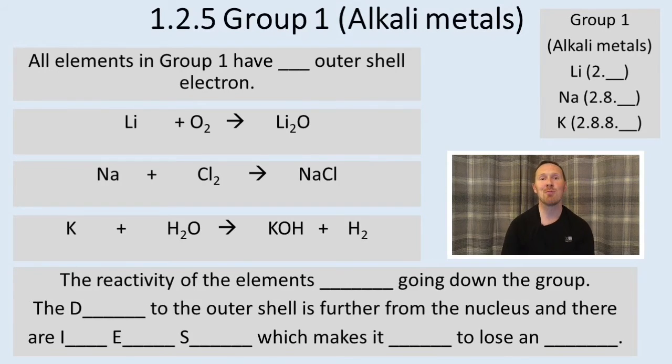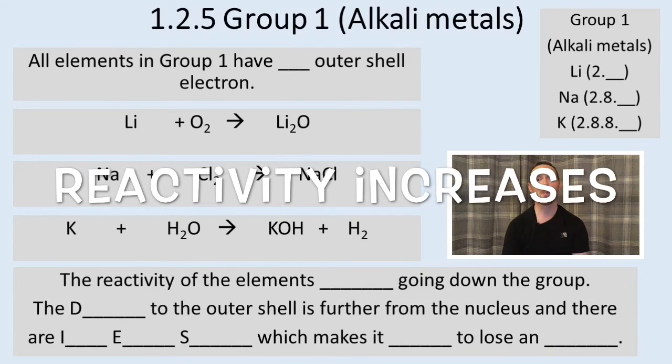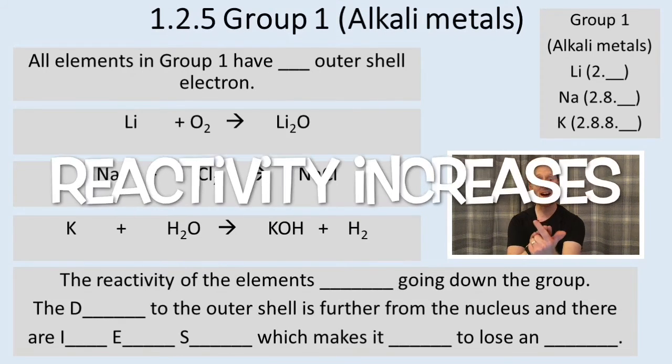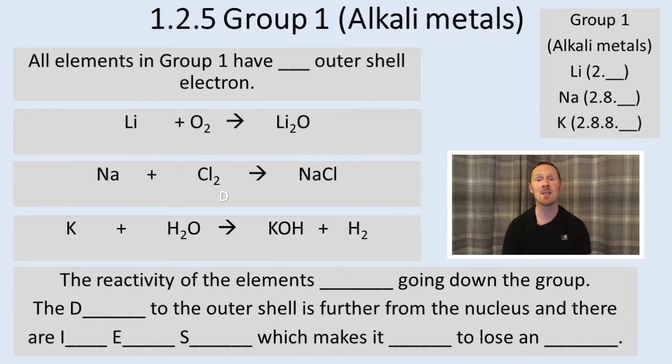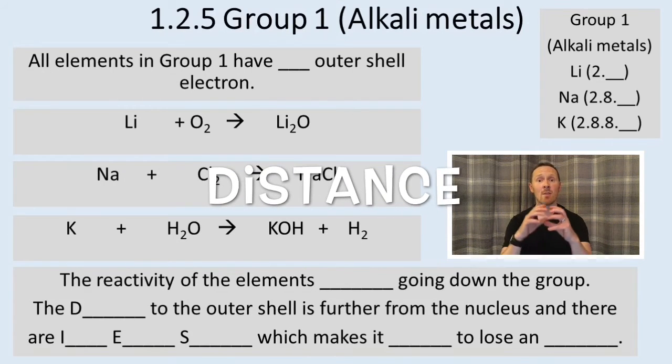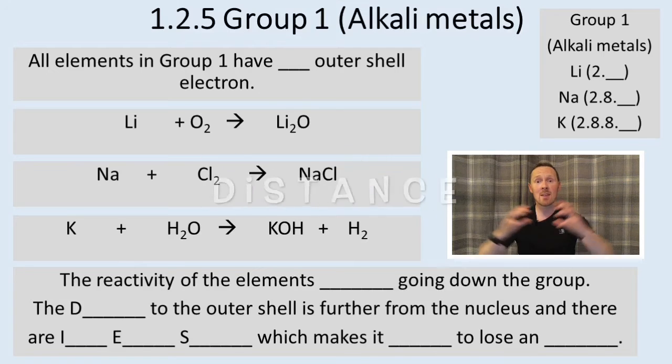Finally, you need to know the reactivity of the elements in group 1 increases as you go down the group. Now the way I remember this is DIES. The first reason is this: the distance from the nucleus, which is positive, to the outer shell increases as you go down the group. So there's a bigger distance.